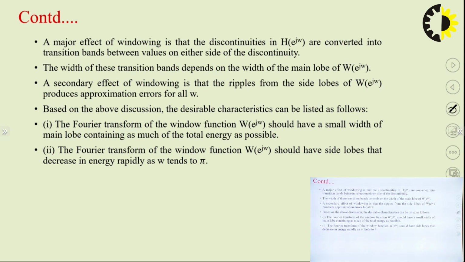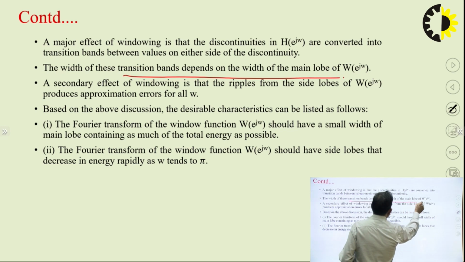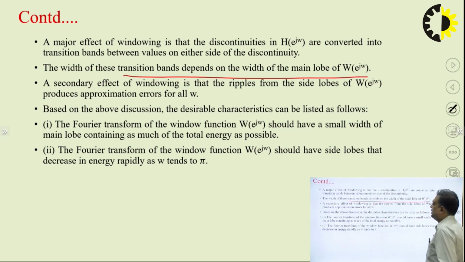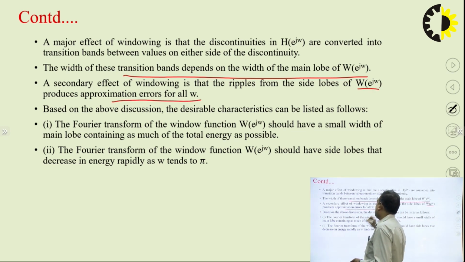Now we will see how this window function affects the filter. A major effect of windowing is that the discontinuities in H(e^jω) are converted into transition bands between values on either side of the discontinuity. The width of these transition bands depends on the width of the main lobe of W(e^jω). A secondary effect of windowing is that the ripples from the side lobes of W(e^jω) produce approximation errors for all ω.